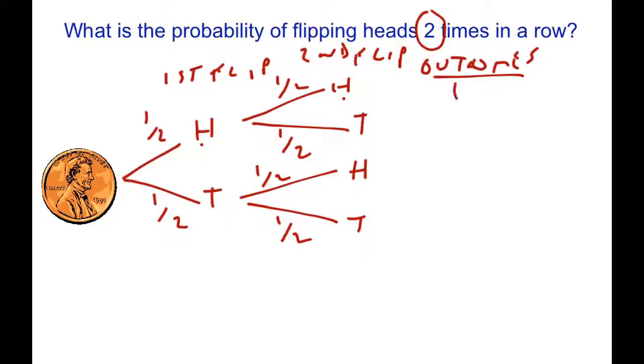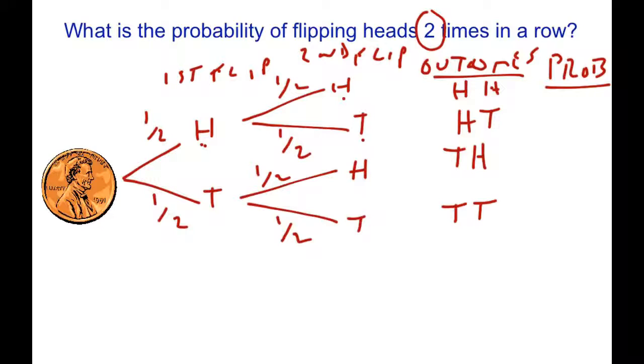Heads, heads. So that's one outcome. I could have flipped heads both times. Heads, tails. Could have flipped heads first, then tails. Tails, heads, or tails, tails. And then our last column would have been our probability column.